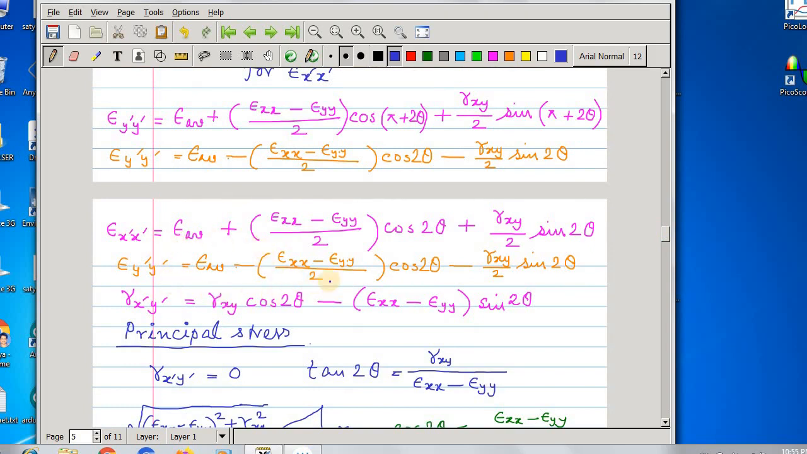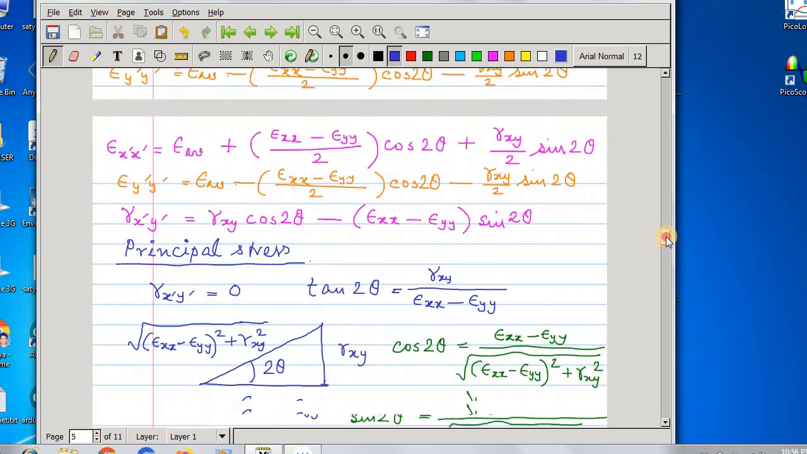So these are the three transformation relations. And what do you do with these three transformation relations? Suppose you have one xy, and in that xy you know epsilon xx, epsilon yy, and gamma xy. Then you are given some x dashed y dashed, where the angle between x and x dashed is theta. Then what would be the values of epsilon x dashed, epsilon y dashed, and gamma x dashed y dashed? Those you can find out by using these formulae.